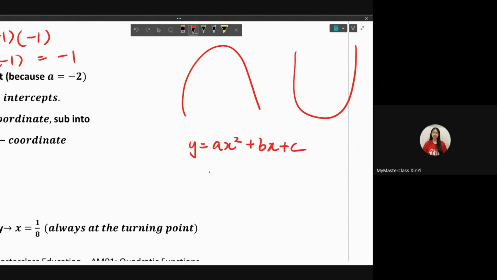So if the coefficient of your x squared is more than 0, so a positive number, then you will think of a smiley face. This means it is a minimum point, so it's a U shape. And if your a is less than 0, this means it is a negative value, so therefore a sad face. If it's a sad face, it will be a maximum point.